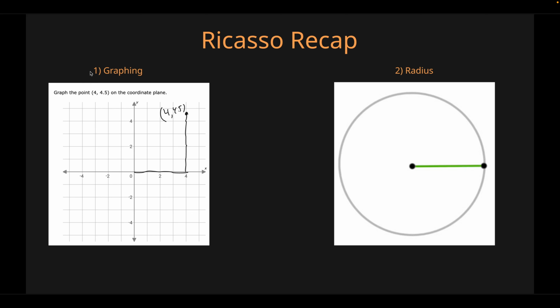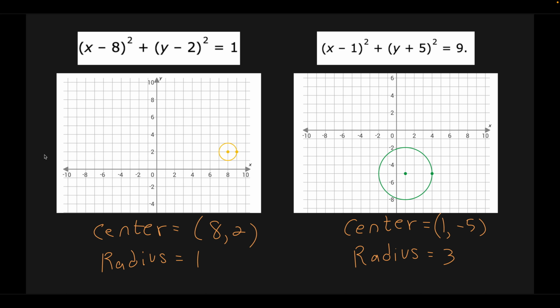For your recap, you should already know how to graph points on the coordinate plane. You should know what a radius is. And so if you want refreshers on either of these two topics, there'll be videos in the description below. Please go watch those before you start this lesson. All right, new lesson starts now.